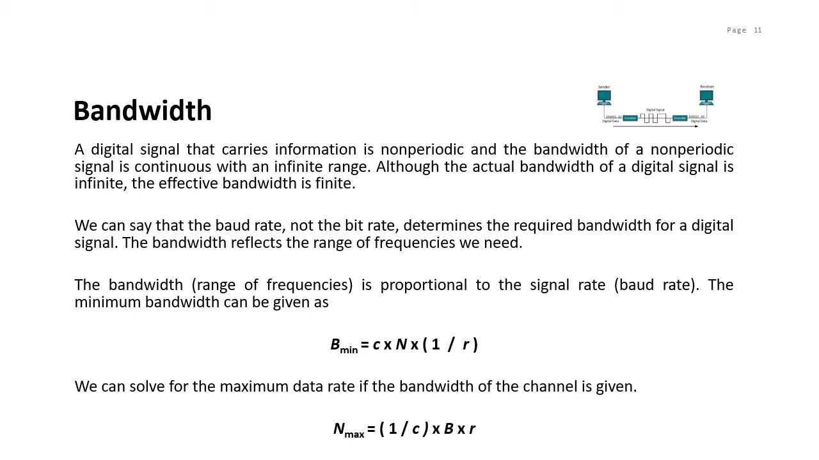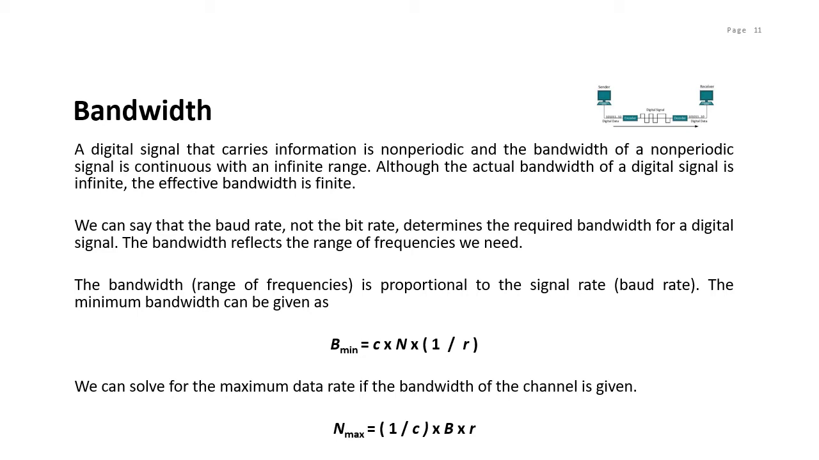Okay, we can also say that the baud rate, not the bit rate, determines the required bandwidth for a digital signal. If you use the analogy just now, the number of vehicles, not the people inside the vehicle, affects the traffic. So that means the baud rate affects the bandwidth. As you can see, the bandwidth also reflects the range of frequencies that we need. So there is a relationship between the baud rate, or the signal rate, and the bandwidth.